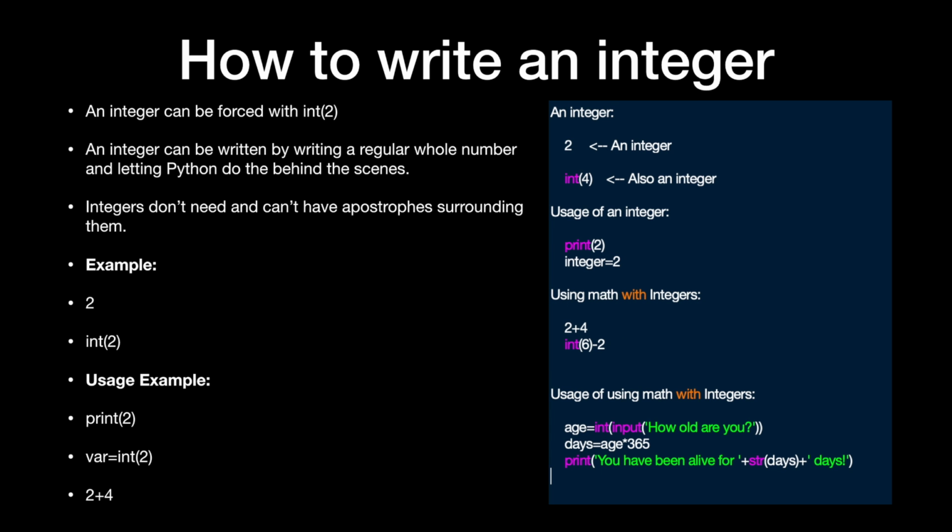How to write an integer. An integer can be forced with int, bracket, number, bracket. However, Python will default the number to being an integer if it's a whole number, so you can just write 2, or whatever number you want. With using integers and floats, you can do addition, like 2 plus 2, but you can't do apostrophe 2, apostrophe, plus apostrophe 2, apostrophe, because those 2's are in strings. The numbers must be in integers or floats to do math.